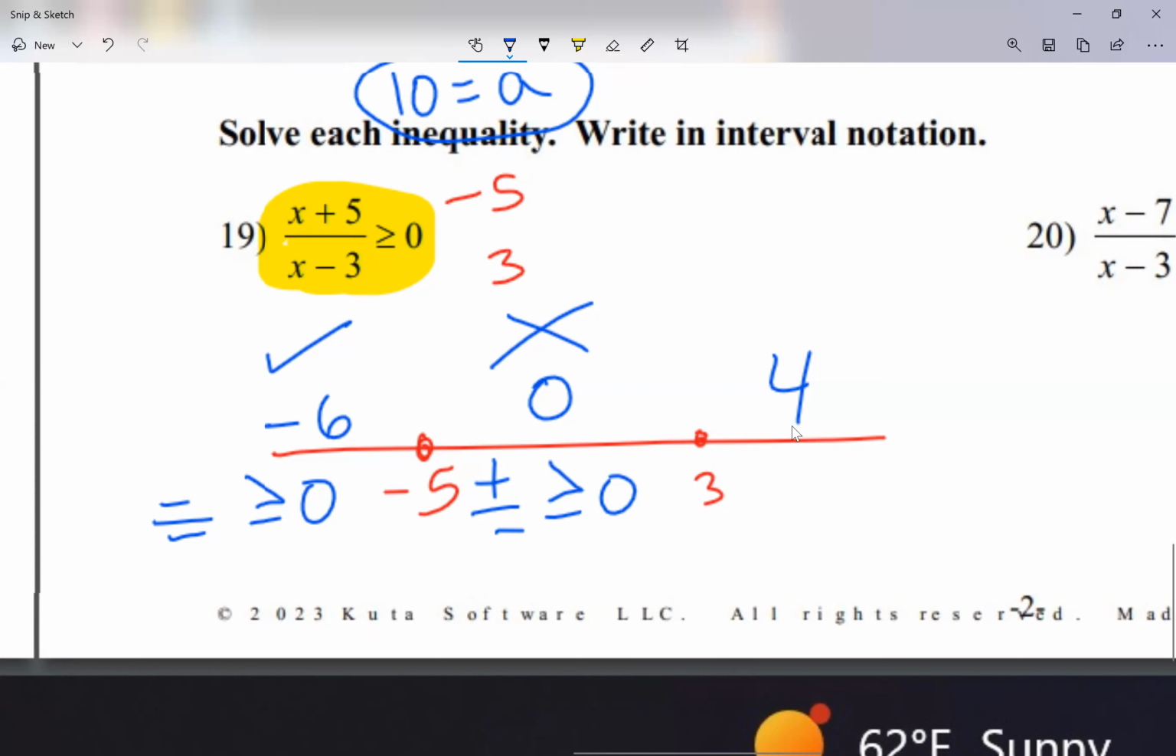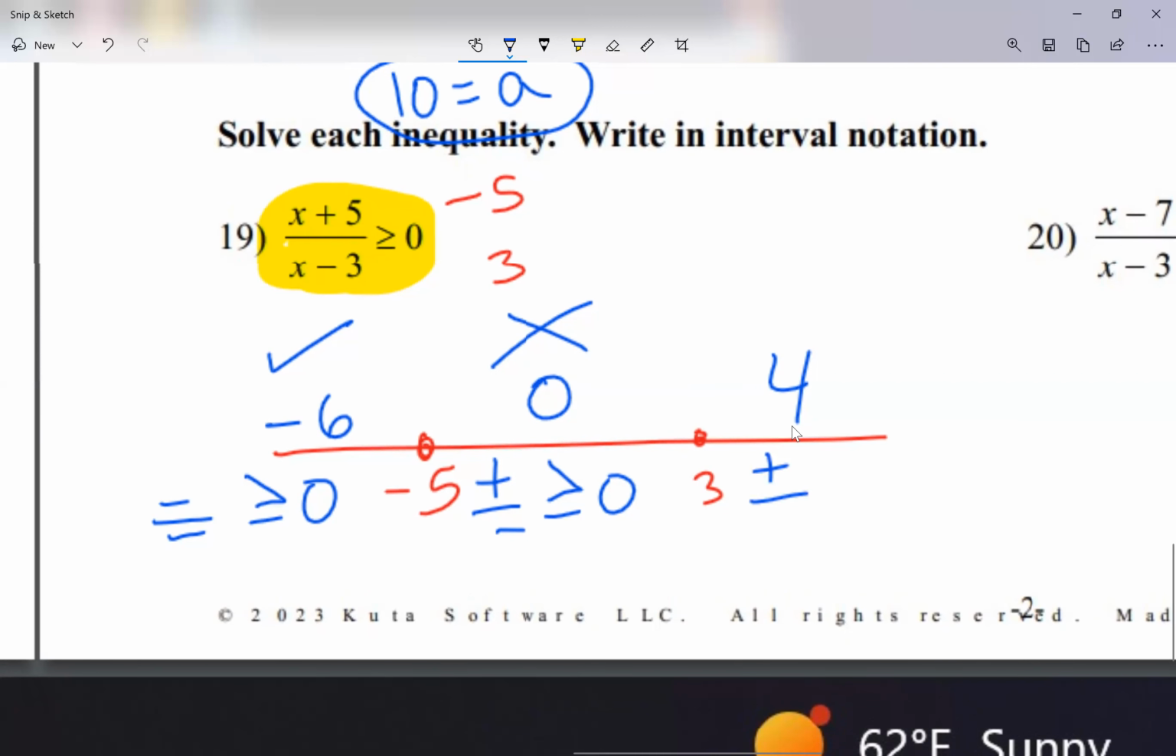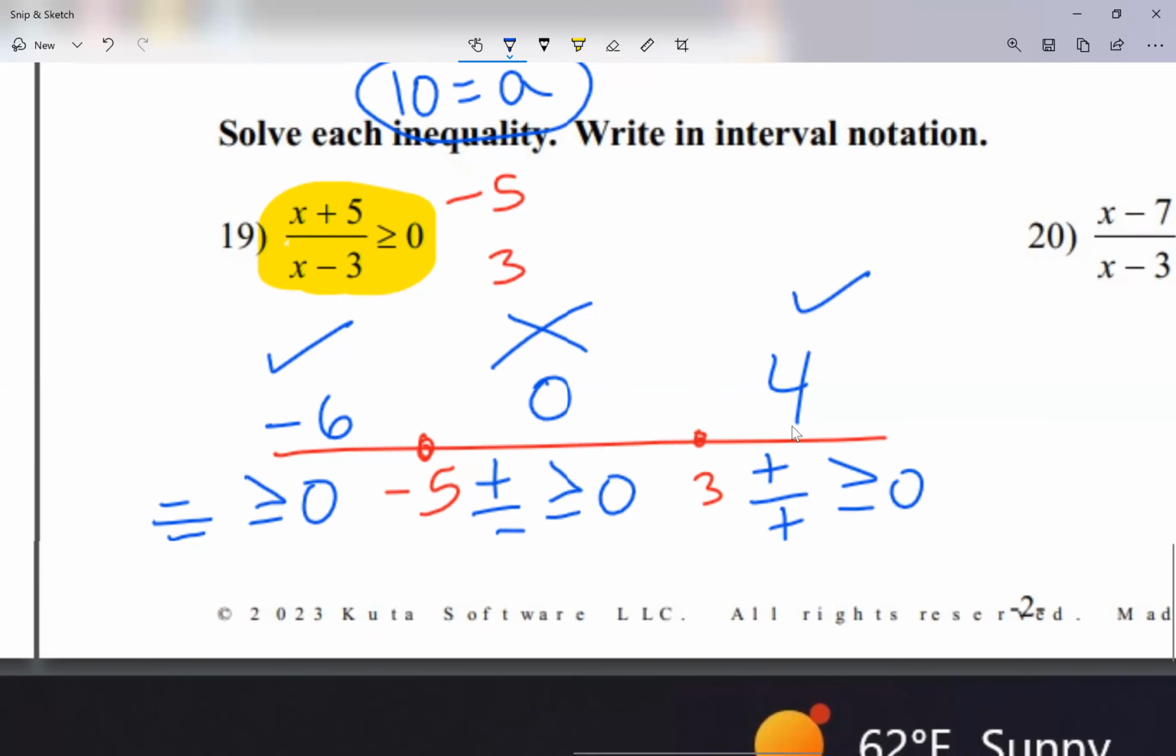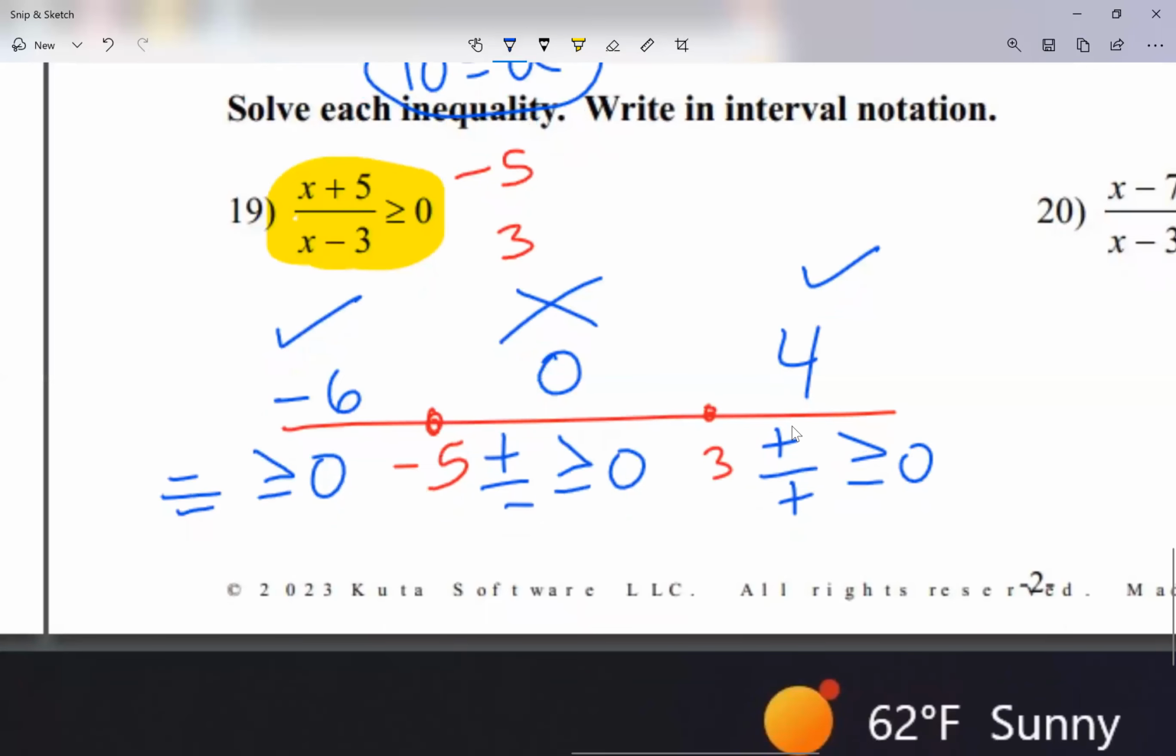Again, looking at the inequality, x plus 5 over x minus 3, instead of x, it is 4. Is 4 plus 5 positive or negative? Well, positive. Is 4 minus 3 positive or negative? Positive. And then positive divided by positive is greater than or equal to 0? Yes.